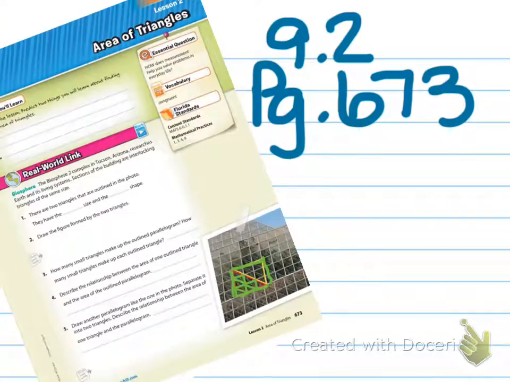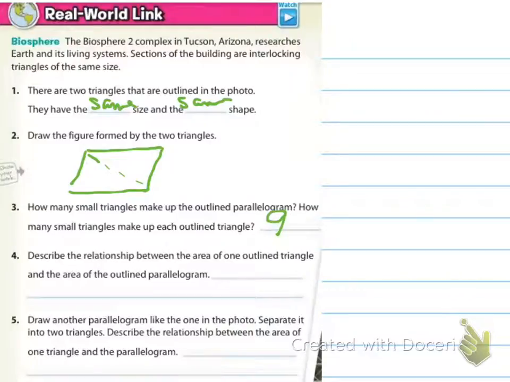So let me go back to our picture here. And so we need to look at these triangles as well. And I guess my picture got a little crazy. Alright, so maybe I'll use a different color even. So I've got 1, 2, 3, 4, 5, 6, 7, 8, 9. So they both have 9 small triangles within the outlined triangles. Okay, so describe the relationship between the area of one outlined triangle and the area of the other outlined. They're the same. Yep, same.